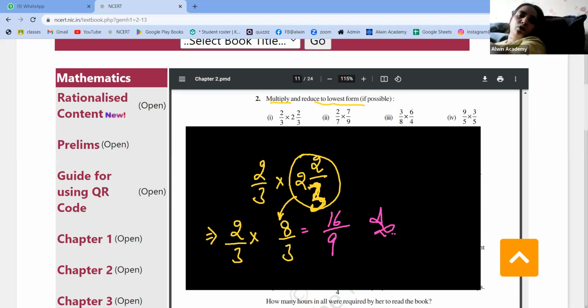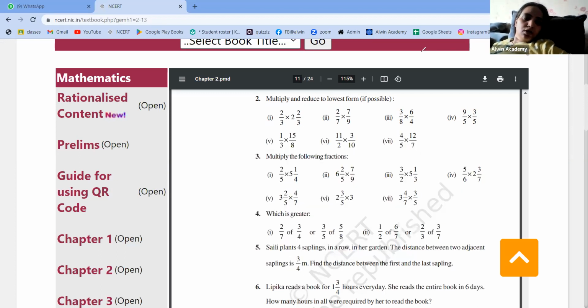Is it clear, everyone or not? Always remember you cannot cut two numerators. You cannot cut two denominators. You can only multiply them, right? Okay, so do this part.